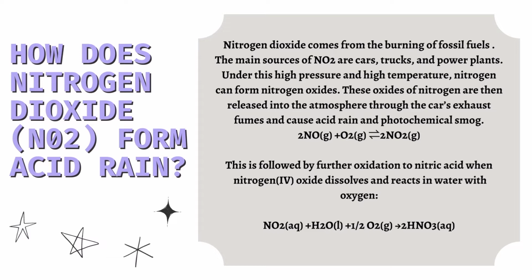Under high pressure and high temperature, nitrogen can form nitrogen oxides. These oxides of nitrogen are then released into the atmosphere through the car's exhaust fumes and cause acid rain and photochemical smog. This is the nitrogen dioxide equation. This is followed by further oxidation to nitric acid when nitrogen dioxide dissolves and reacts in water with oxygen.